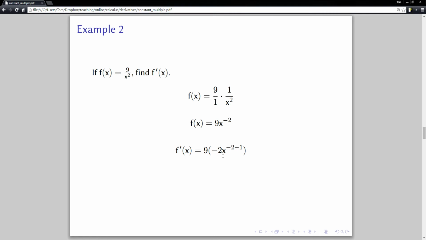So negative 2x to the negative 2 minus 1, that's going to come out to be a negative 3, right? And then I'm just going to go ahead and multiply 9 times negative 2 to get negative 18. So the derivative of 9 over x squared is negative 18x to the minus 3.